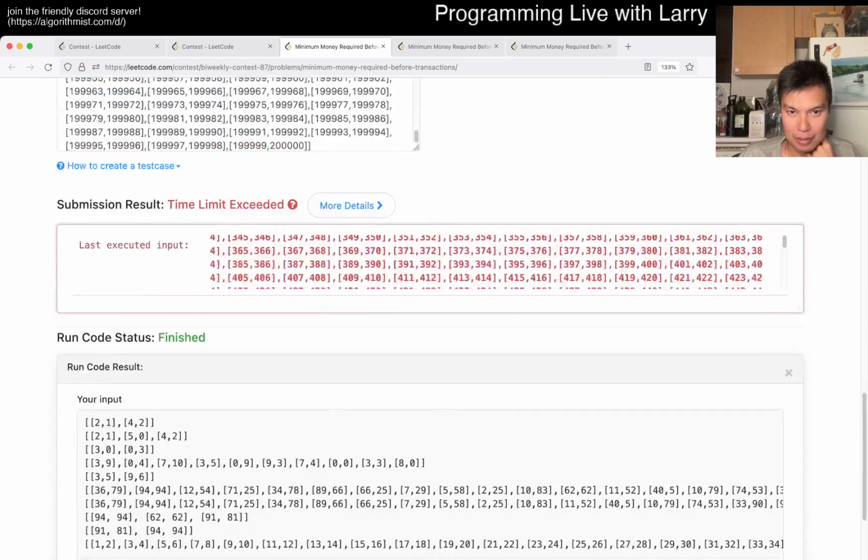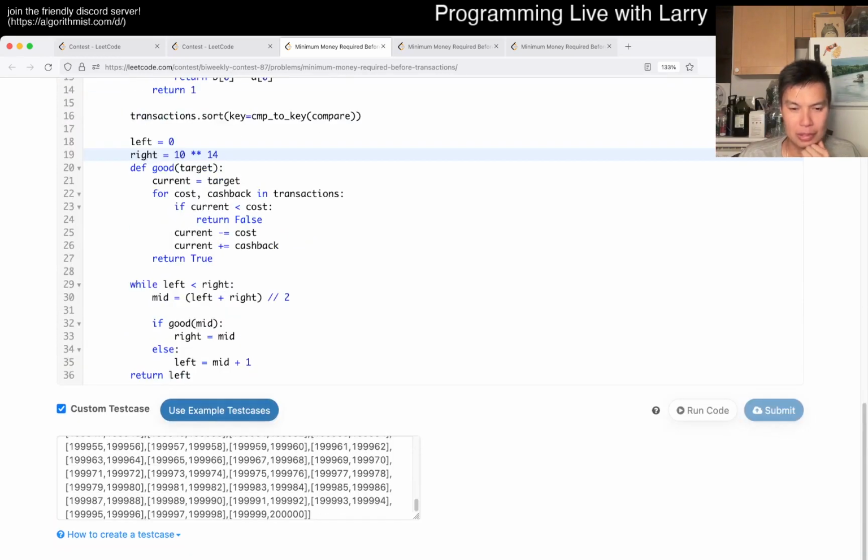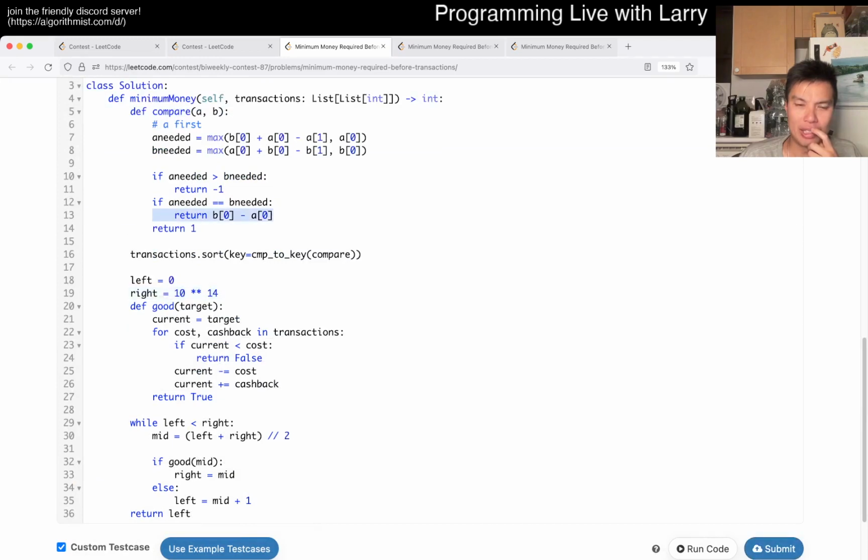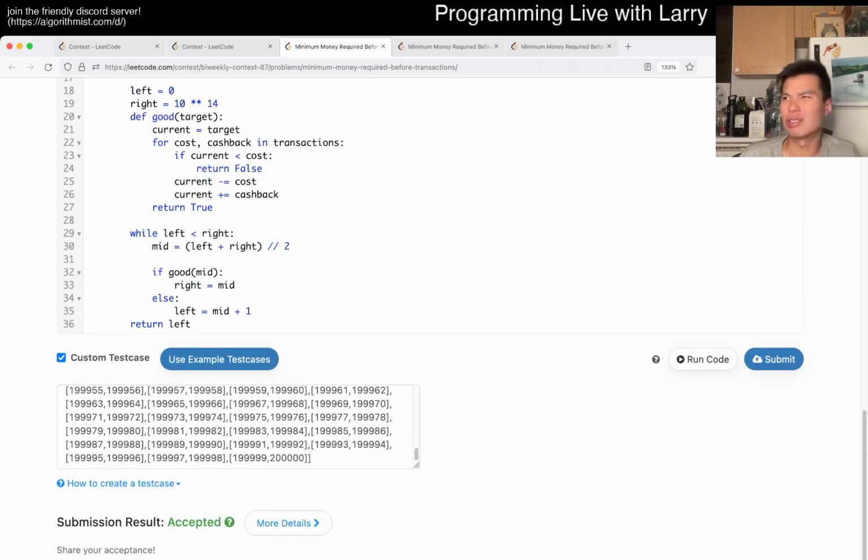Alright, let's give it a YOLO submit. I mean, it's not a wrong answer at least. But I might get another time limit exceeded. I thought I had this. Oh, I guess I didn't do the tie breaking. I didn't get the equal case. So what I did was if they're equal, I make the cost more one goes first.